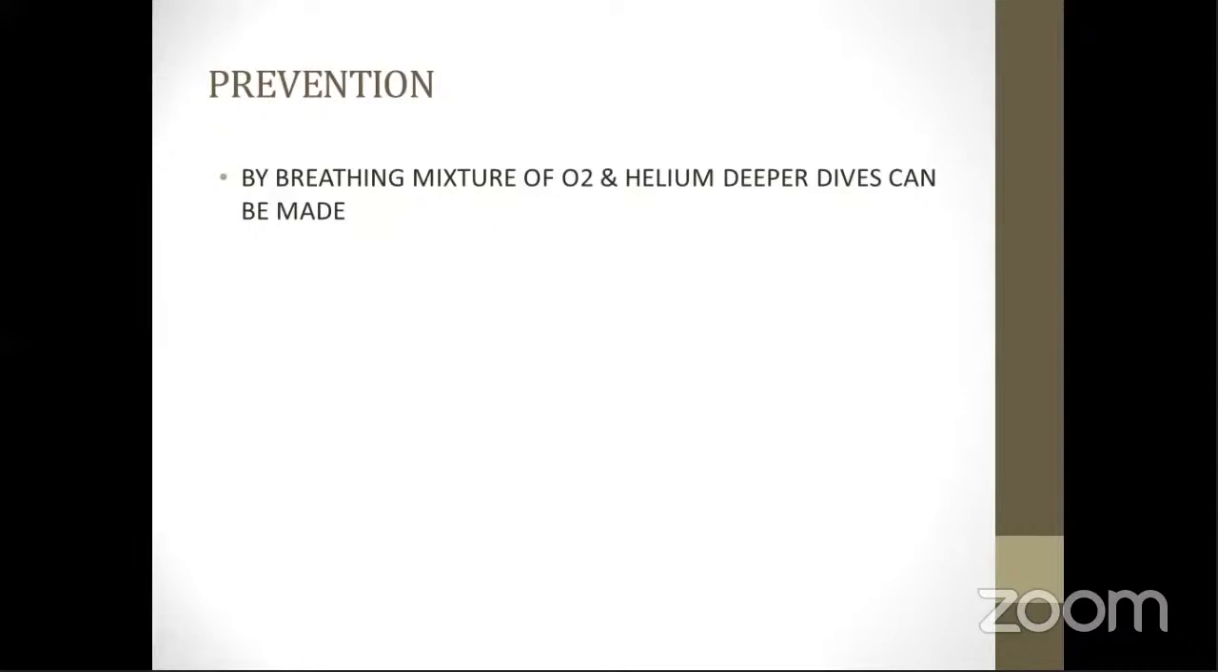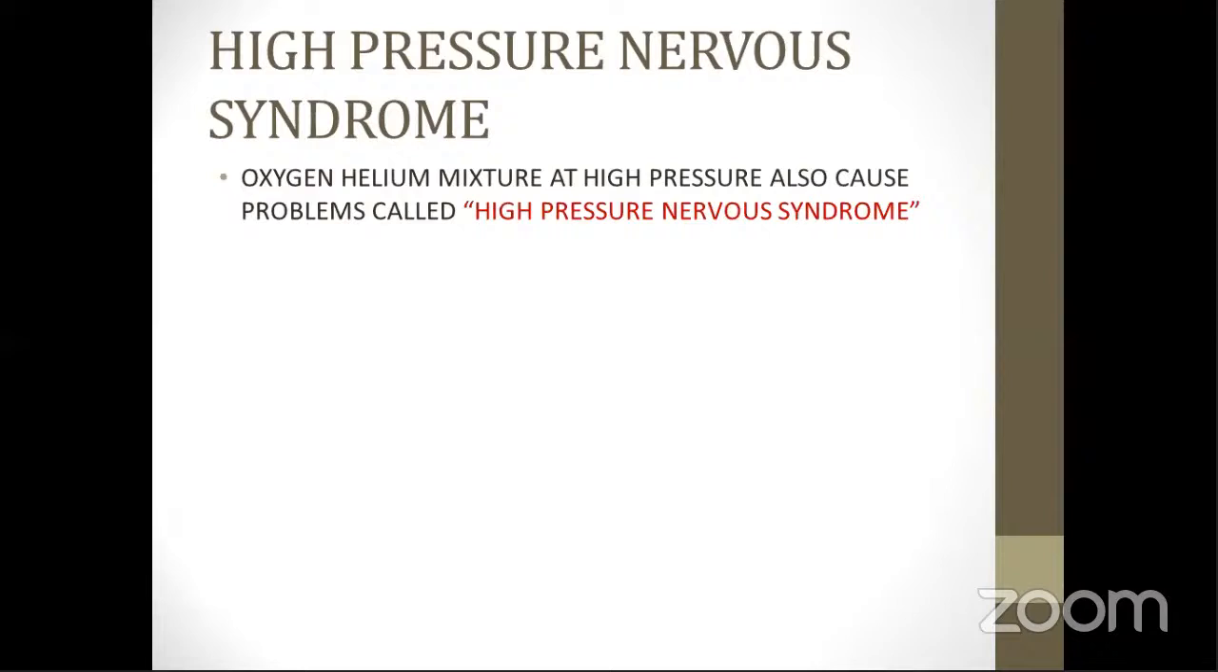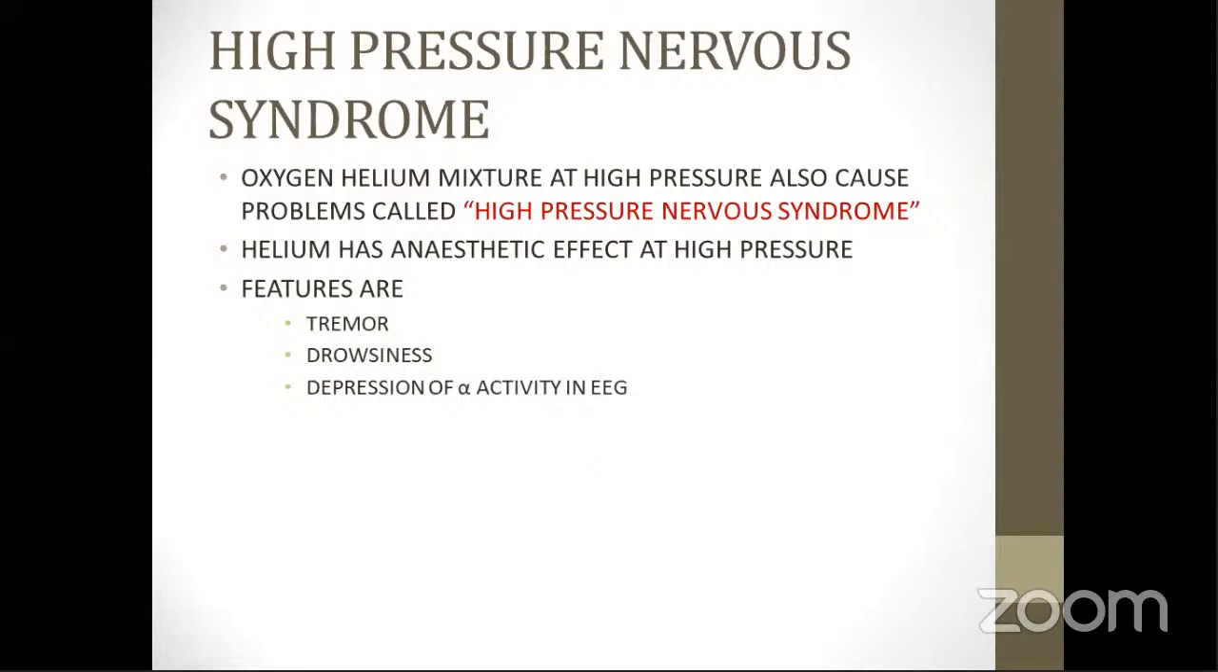But what is the problem with helium? Helium also has some problems. When the person is exposed to severe pressure, the oxygen-helium mixture at high pressure also causes problems, called high pressure nervous syndrome. This helium has an anesthetic effect at high pressure. Features are tremor, drowsiness, depression of alpha activity index. Just know the name of this condition, high pressure nervous syndrome, because of the effect of helium at high pressure.